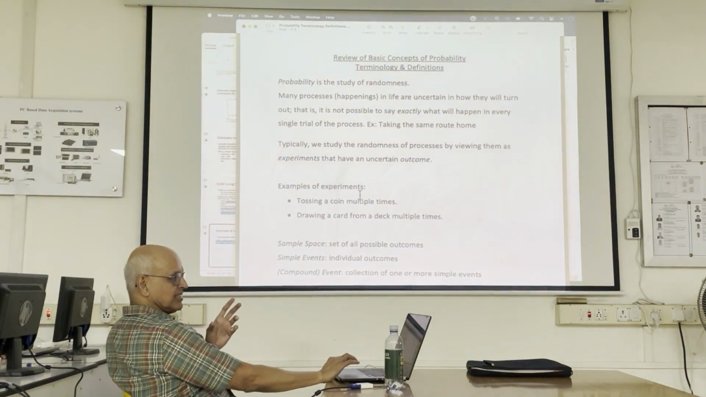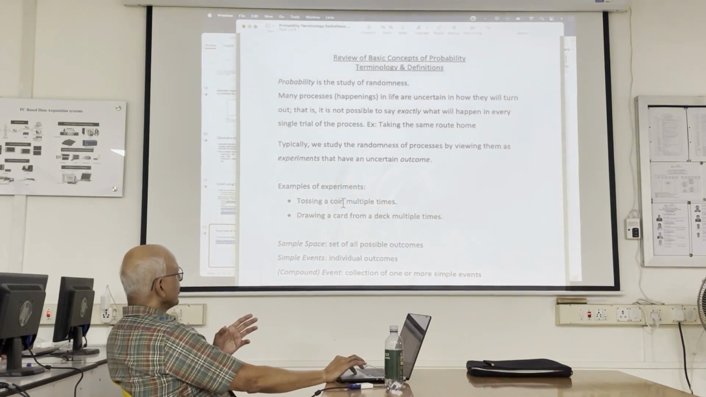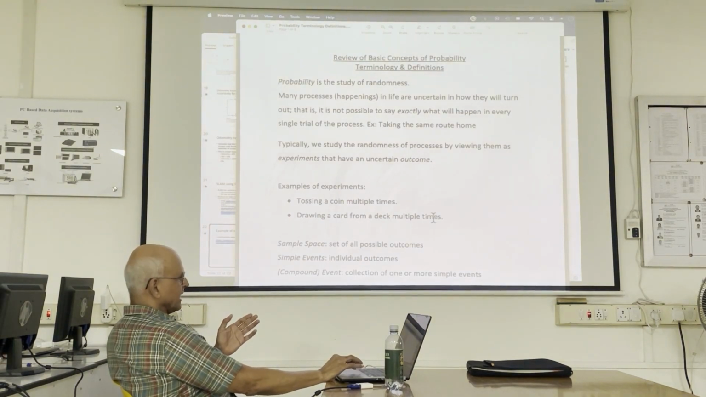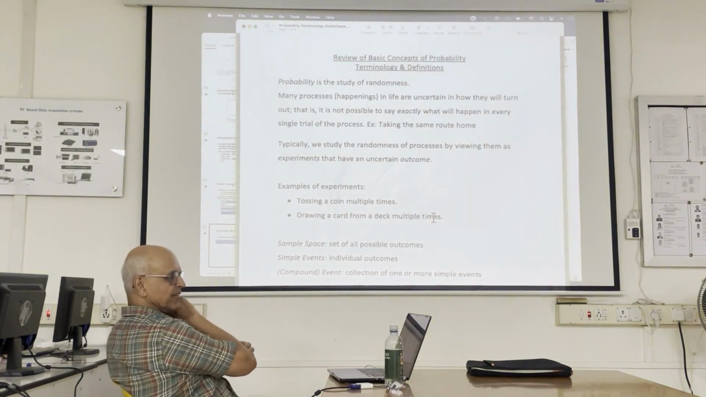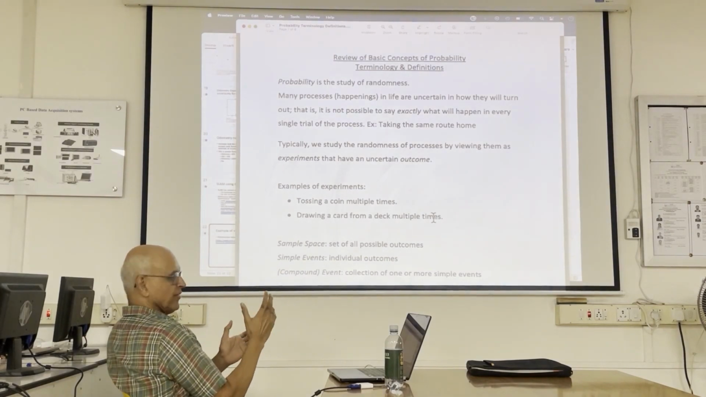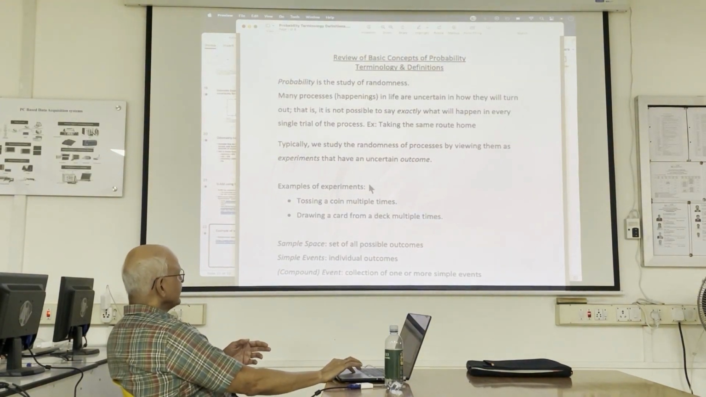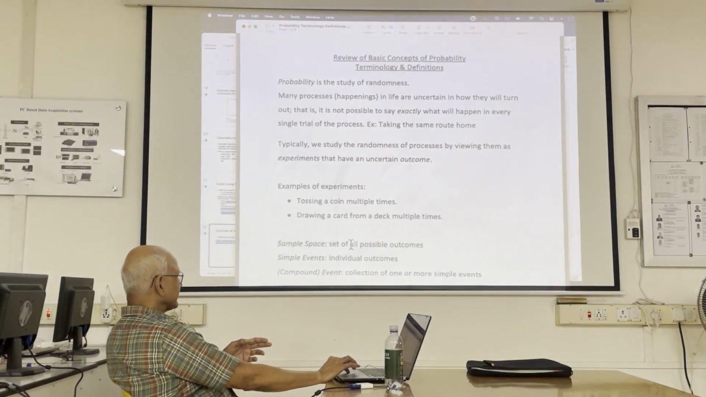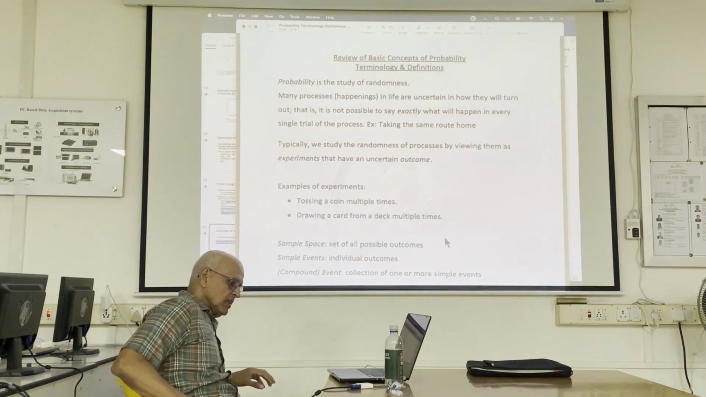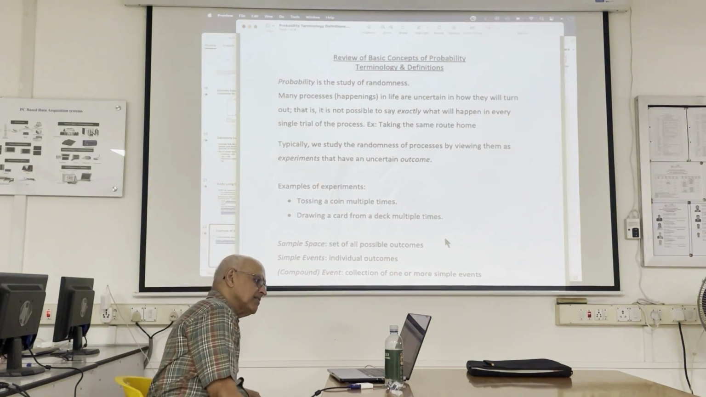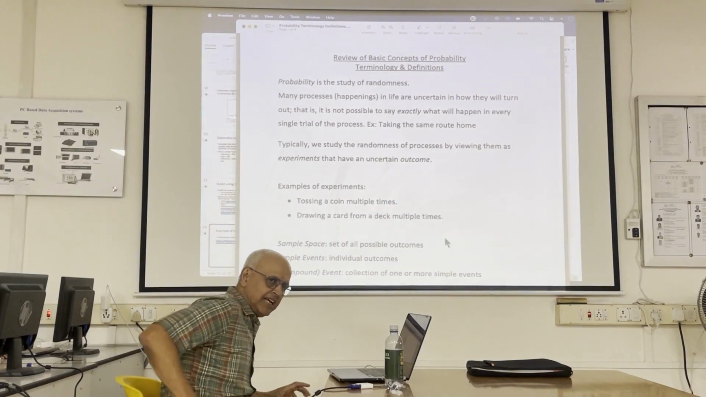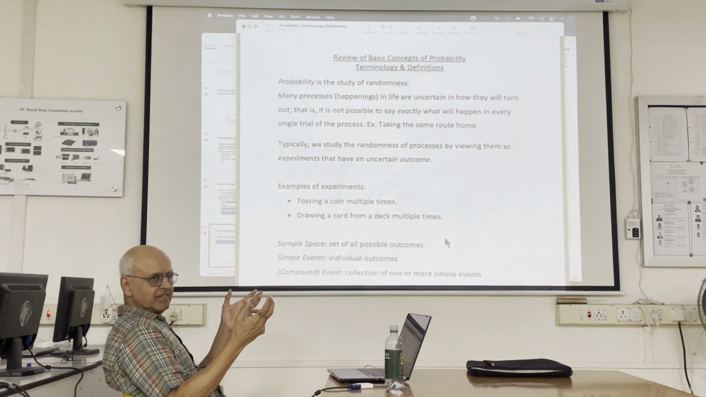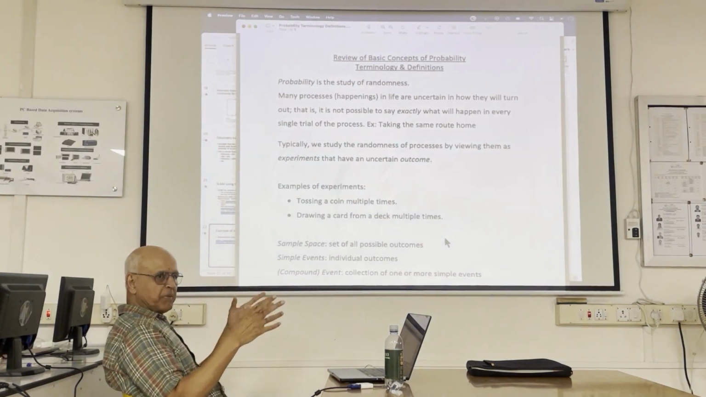First, you have to have the concept of an experiment. Tossing a coin multiple times is an experiment. Drawing a card from a deck multiple times is an experiment. So the concept of probability first has to have an experiment that you define. Then each experiment will have a set of outcomes, right? And the total sample space is the set of all possible outcomes. In the case of tossing a coin, there are only two outcomes, heads or tails. Drawing a card from a deck, there are 52 outcomes, right?